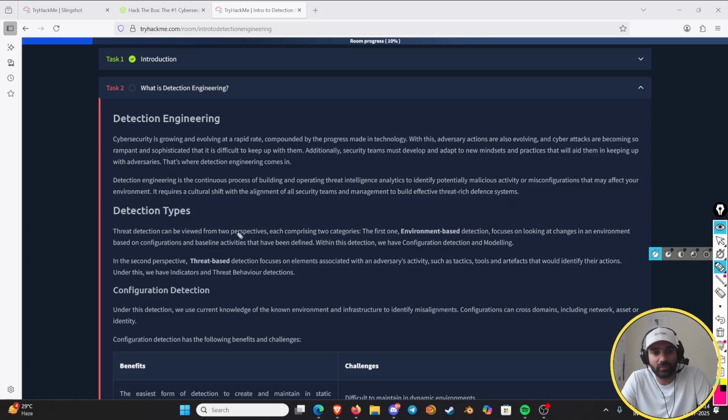Threat detection can be viewed from two perspectives, each comprising two categories. First one is environmental-based detection, which focuses on looking at the change in an environment based on configuration, and then the baseline activities that have been defined. With this detection, we have configuration detection and modeling. In the second perspective, threat-based detection focuses on elements associated with adversaries' activity, such as tactics, tools, and artifacts that would identify their actions. Under this, we have indicator and threat behavior detection.